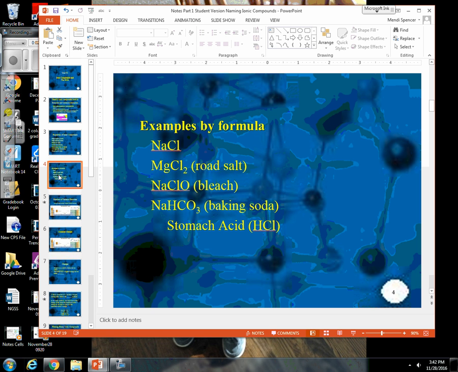Now, some examples by formula. We have NaCl. Once again, that's a metal and a nonmetal. We have MgCl2. That is rock salt. Magnesium is your metal. Chlorine is your nonmetal. Bleach, baking soda is an ionic compound. And also stomach acid, your hydrogen chloride.